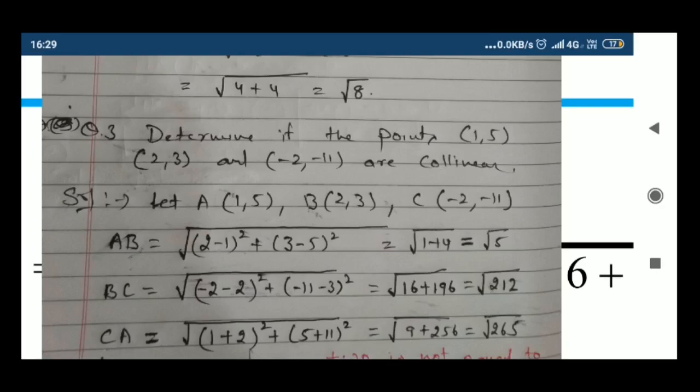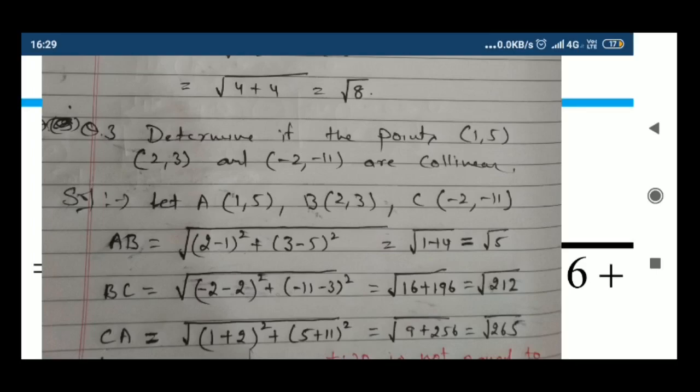You will find one by one the values of segment AB, segment BC and segment CA. You will use the distance formula, and we know what the distance formula is. Once again I will repeat it here: under root (x2 minus x1) whole square plus (y2 minus y1) whole square.